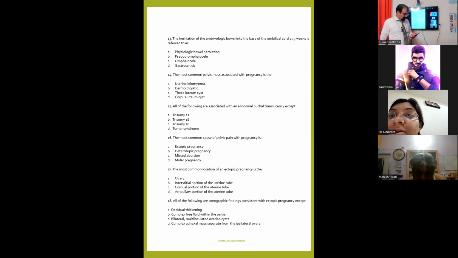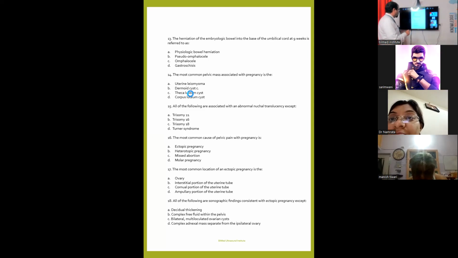Dr. Anusha again, corpus luteum, Dr. Coco, corpus luteum, Dr. Mridula, corpus luteum, Dr. Taya, Dr. Sarika, Dr. Komal, Dr. Nipura, everybody is with D, that is corpus luteum. Very good. So the most common pelvic mass associated with pregnancy is the corpus luteum.